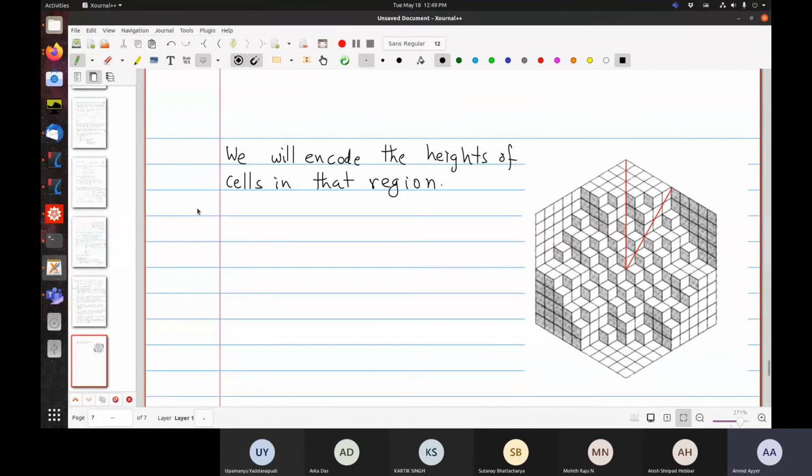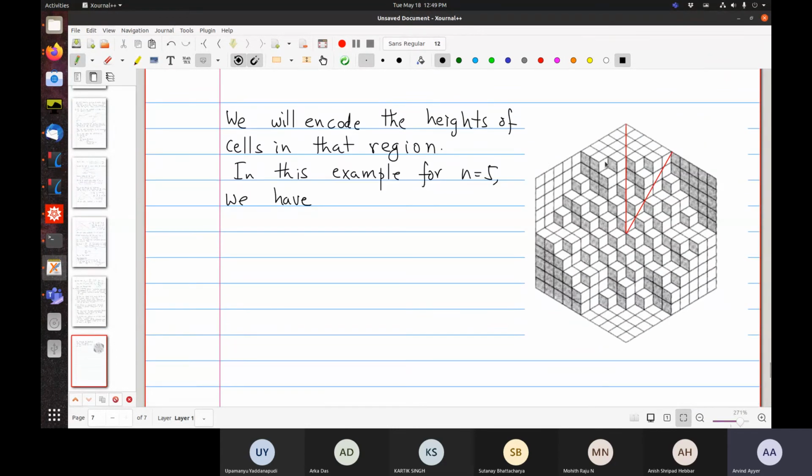And in this example, for n equals 5, when I say heights, I don't mean the height up to the bottom, because that's a bit redundant. The heights inside the n by n by n box. So this part is contained inside an n by n by n box. So only the height inside that. So let me tabulate it like so.